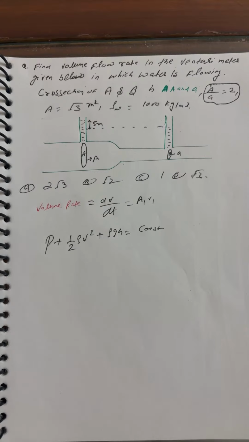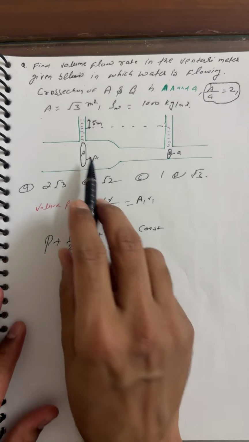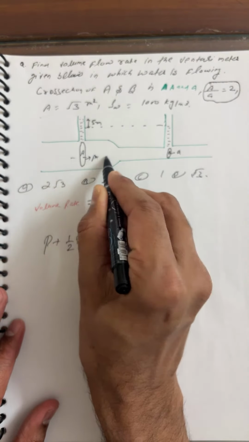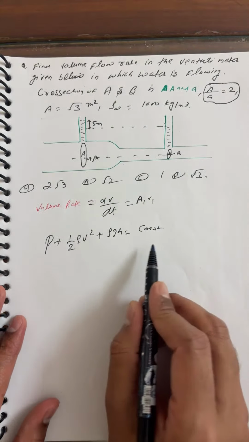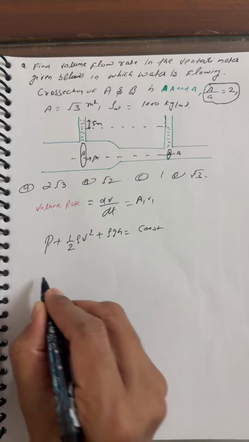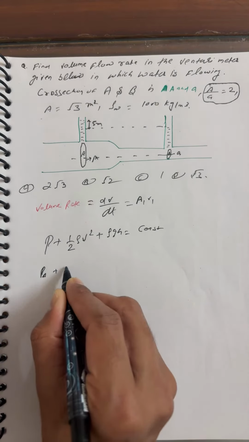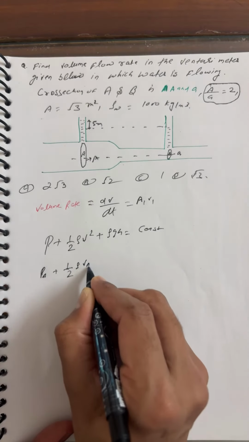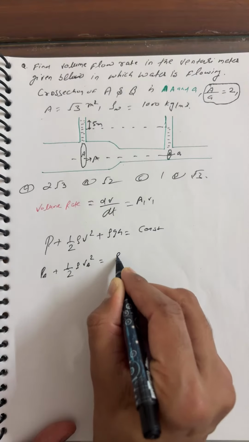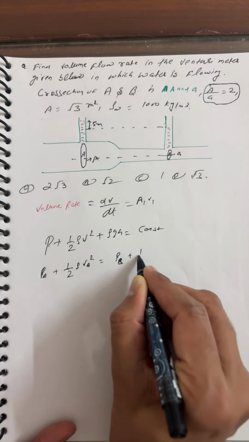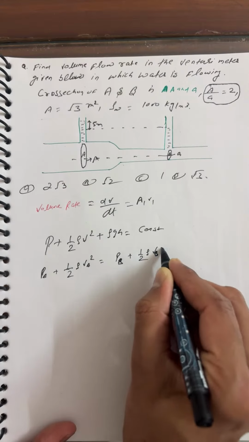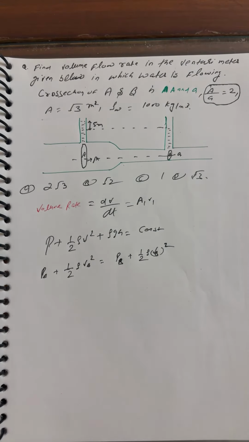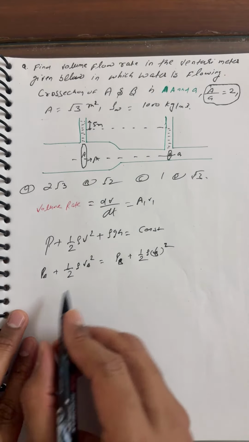Now here I'll apply pressure PA minus PB. The height remains the same. We are applying the equation of continuity from here only, so no need to write height here. So here you can see PA plus half rho water VA square is equal to PB plus half rho VB square, right? Now here I can say, we can write PA minus PB.